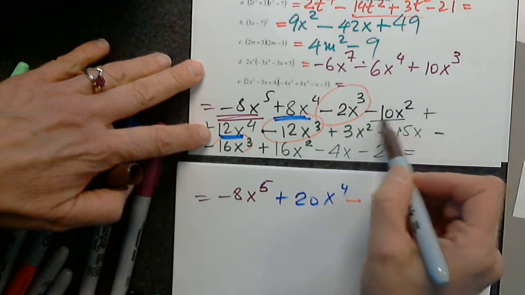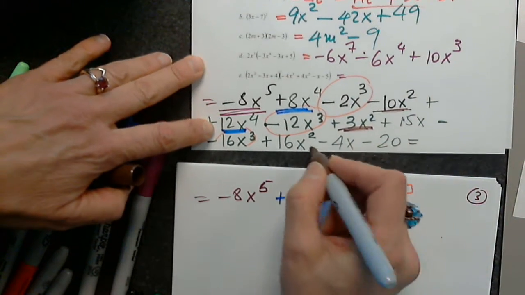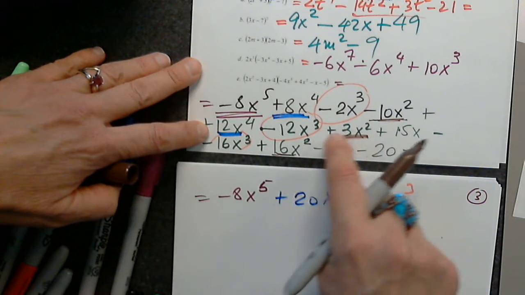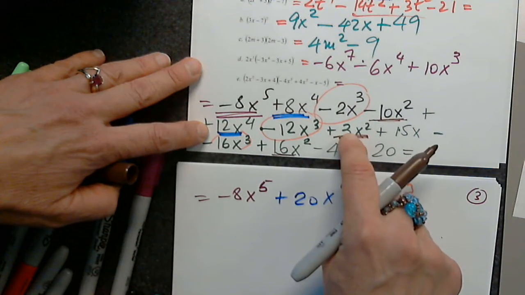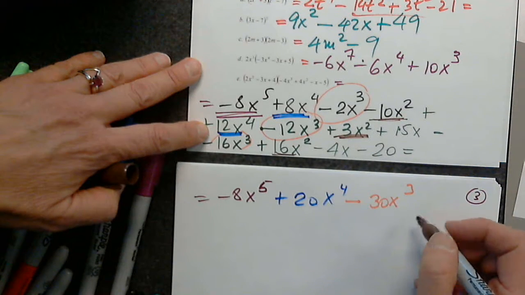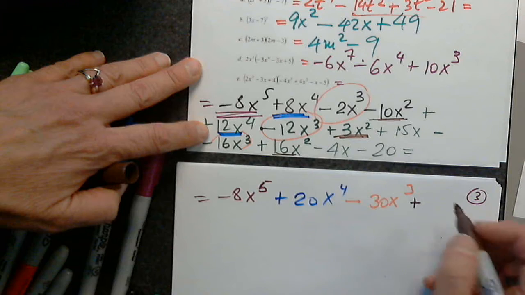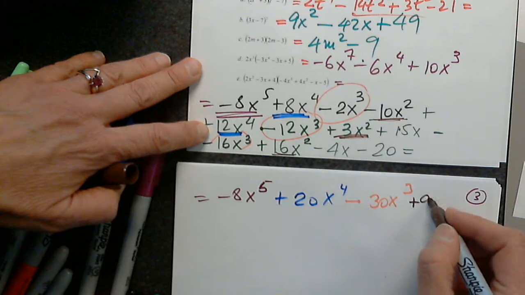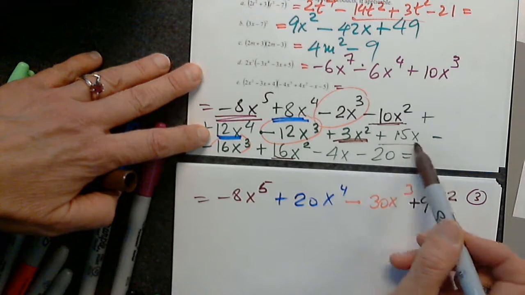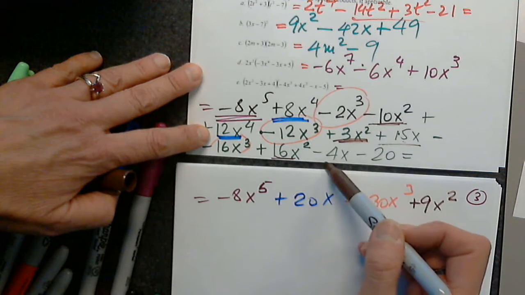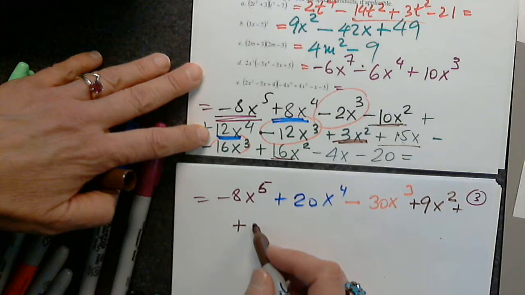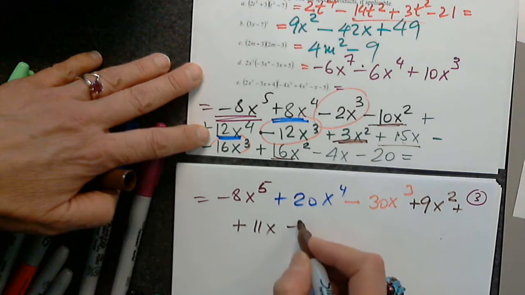Yes. So I'm looking at this and this and this. These two are positive, this one is negative. So let's add these two. So 16 plus 3, which is 19. 19 minus 10. So 19 minus 10 is 9x squared. That's okay. Finally, I got to this. 15 minus 4. So I have plus. Very good. And then minus 20.